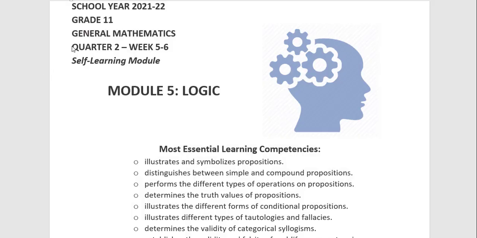This is a video lesson for General Mathematics, Module 5, Logic. The most essential learning competencies that we are going to discuss today are illustrate and symbolize propositions. You have to be able to distinguish between simple and compound propositions, perform the different types of operations on propositions, determine the truth values of propositions, and illustrate the different forms of conditional propositions. And I think hanggang dyan lang tayo for this quarter. So for General Mathematics Module 5, you're only going to accomplish the activities for Lesson 1, 2, and 3.